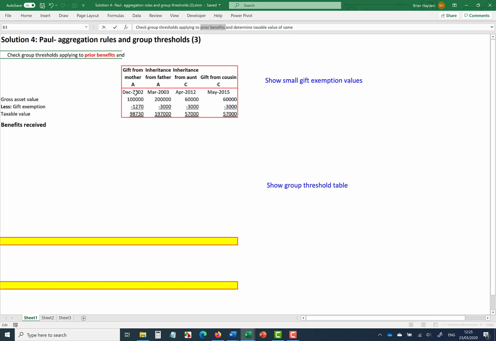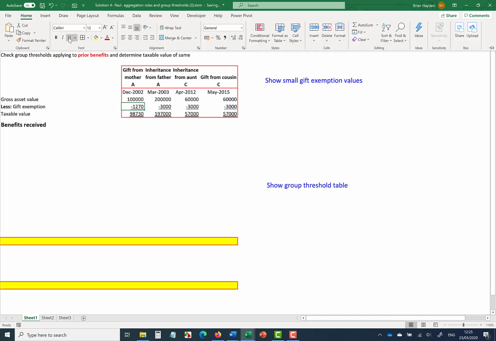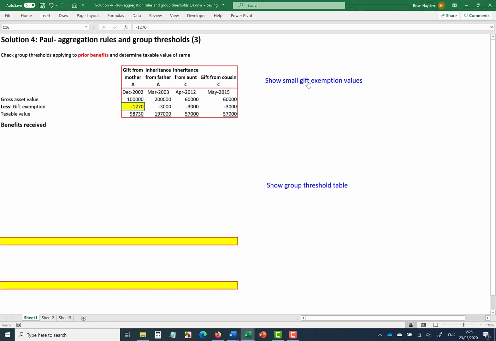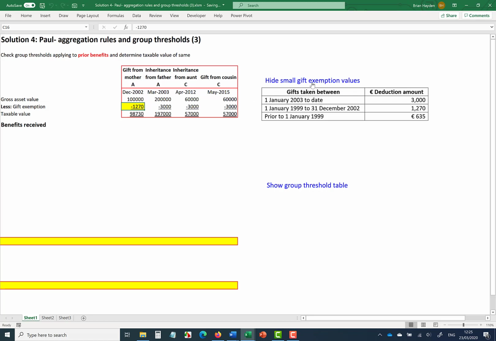So the gifts, you get the deduction for small gift exemption, and again I'm just going to emphasize this one here. Remember that the deduction for small gift exemption depends on the date when the gift was received. So this gift from his mother was received in December 2002, so the deduction was 1,270, whereas all the other ones were 2003 and later, so the deduction is 3,000 as indicated in this table. By the way, this table of course would be provided as part of the standard information given in an exam question, as an appendix typically.